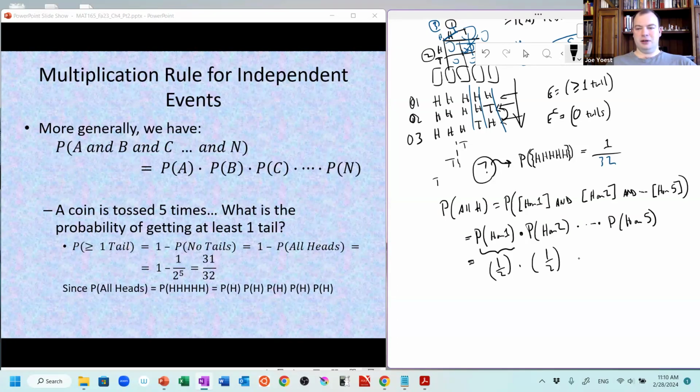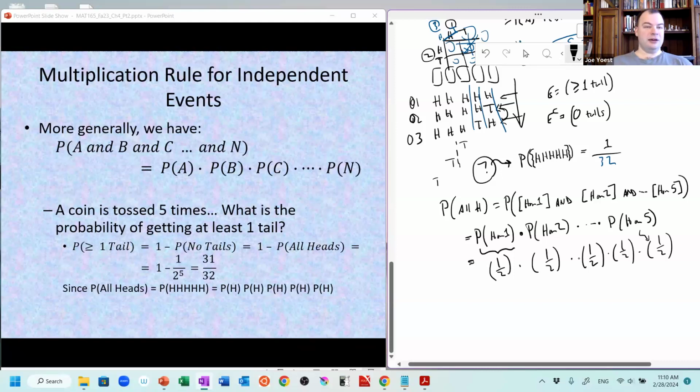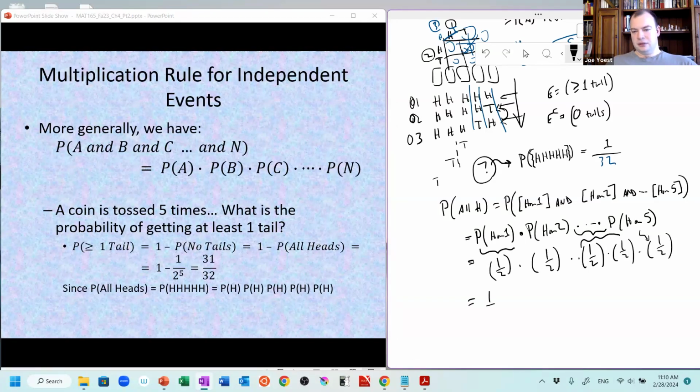Same can be said of getting a head on flip 2, or 3, or 4, or 5. And here I did write these 1/2s come from the 3 and 4 that I concatenated there. This is 1/2 to the 5th power.